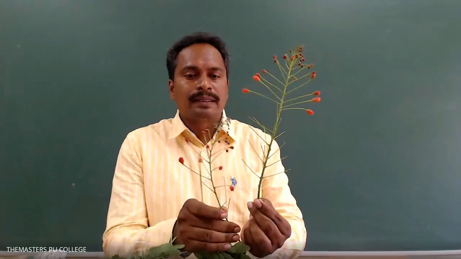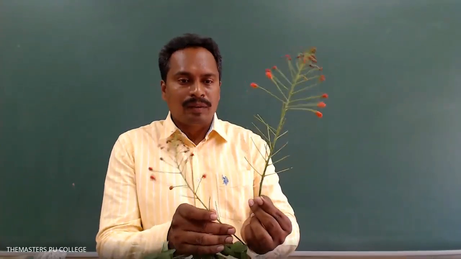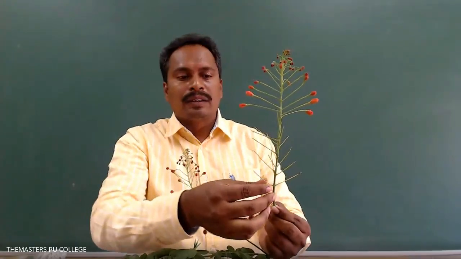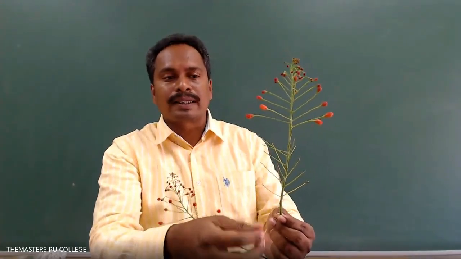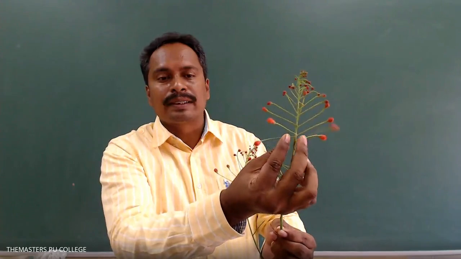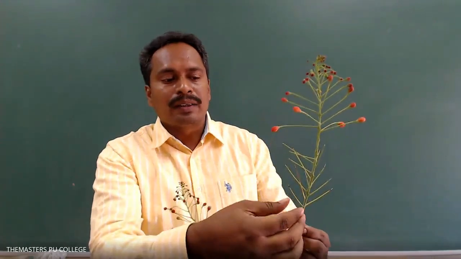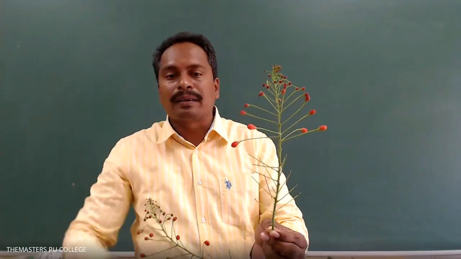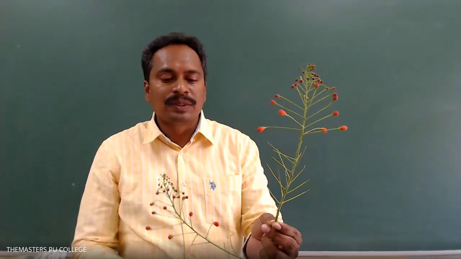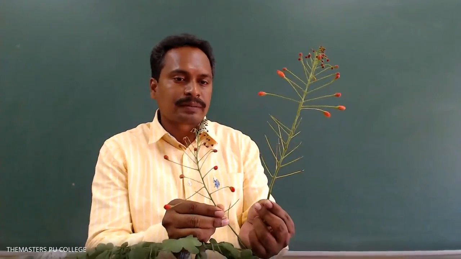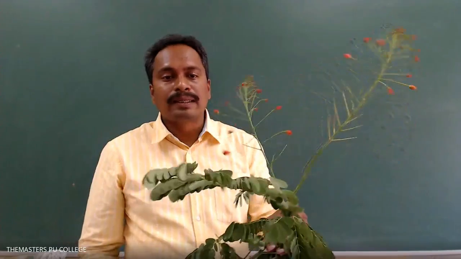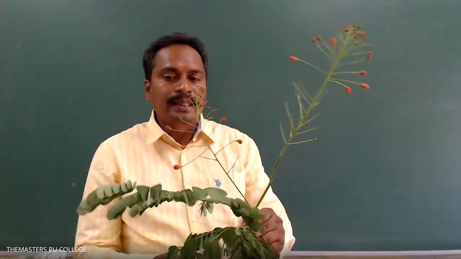So it is the racemose type of inflorescence. It grows indefinitely and forms several flowers at the lateral side. Each one is a flower. The first formed flowers are present towards the base, and the younger ones are present towards the top, in acropetal order. Very good. So it's a racemose type of inflorescence. This plant is gulmohar.